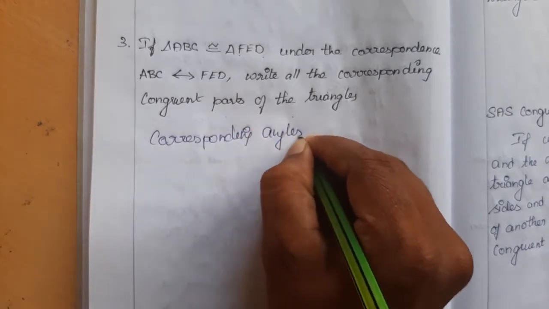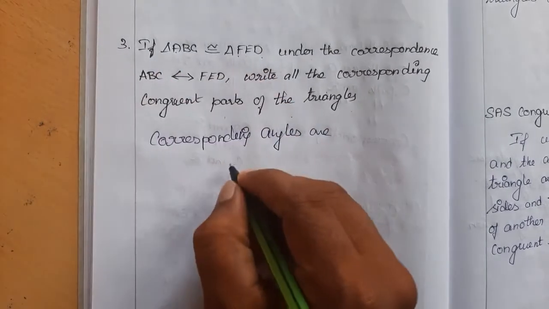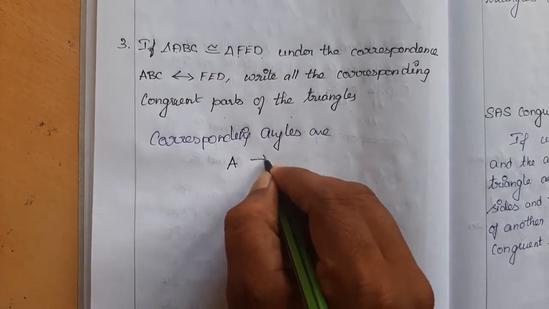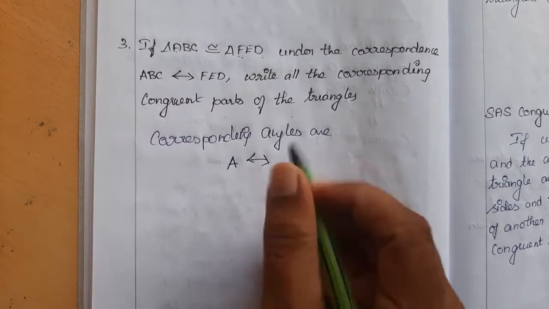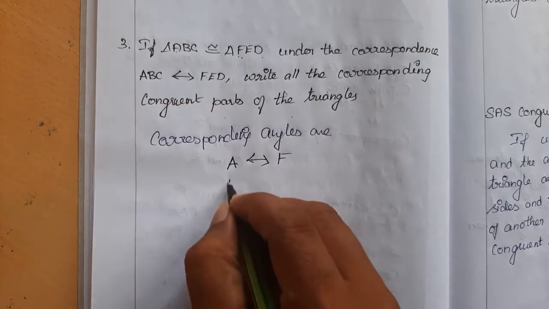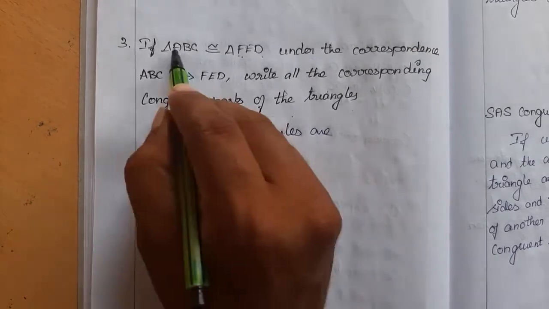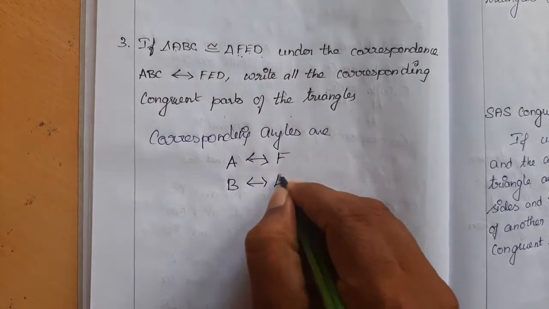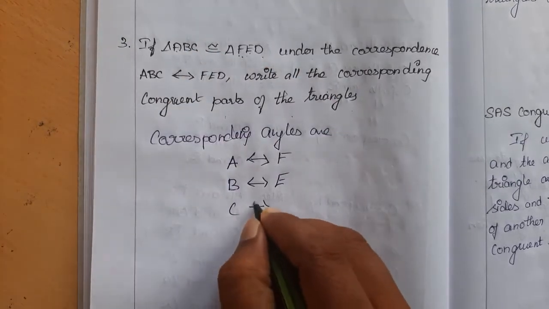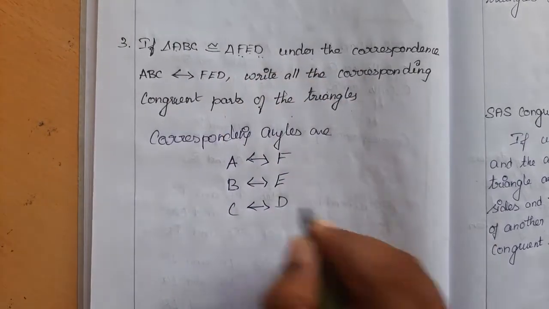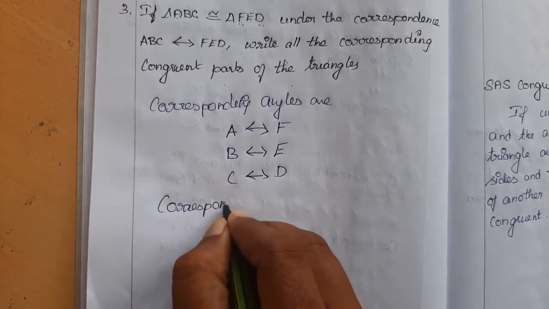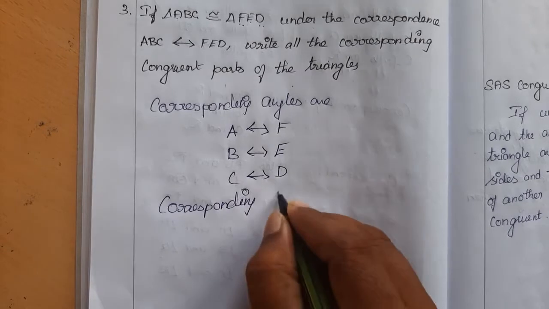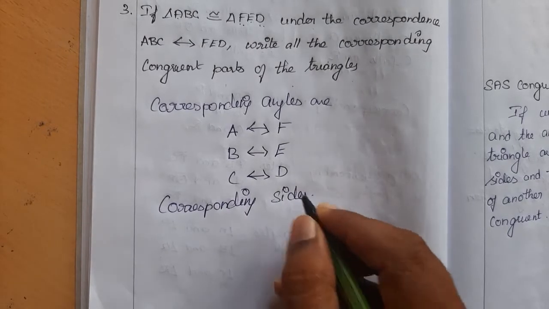The corresponding angles are: first is A, and A corresponds to, this symbol shows the correspondence, the first, F. Next, B is in the second place and it corresponds to the second place, E. And C is in the third place, it corresponds to the third, D, right? Next, the corresponding sides. This is very important.